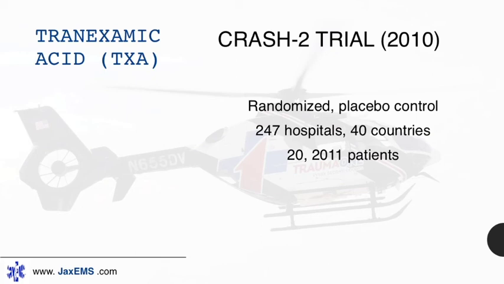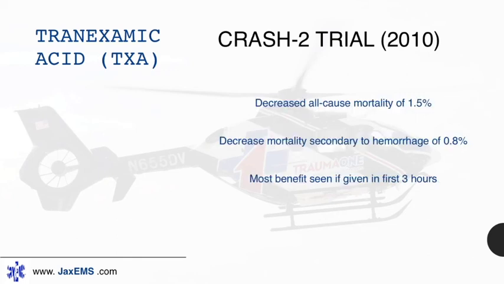You don't get these kind of studies every day. And what it looked at was giving either a placebo or giving a bolus and a drip of this medication called TXA. What they found was decreased all-cause mortality of 1.5%, decreased mortality secondary to hemorrhage of 0.8%, and most benefit seen if given in the first 3 hours.